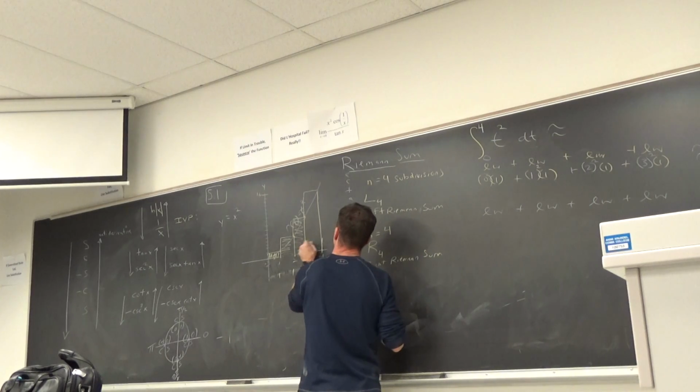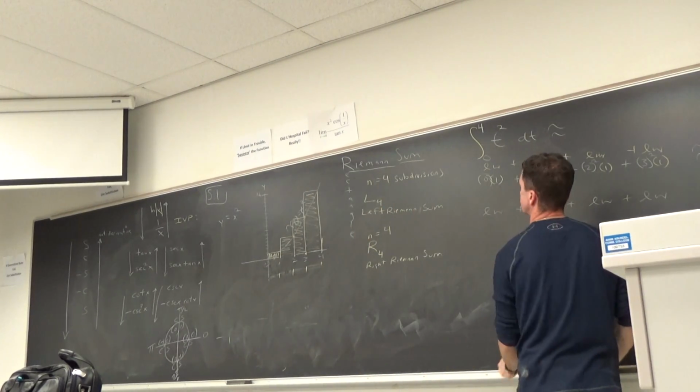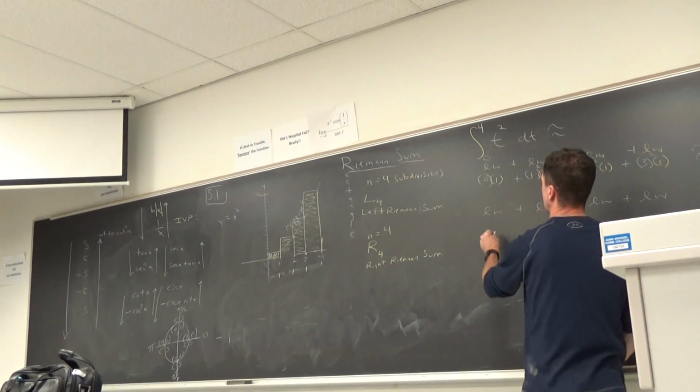That's right, you got it. So if it's right, you're going all the way up to the curve, and the other one. That's right. All right, what's the width of each one of these?